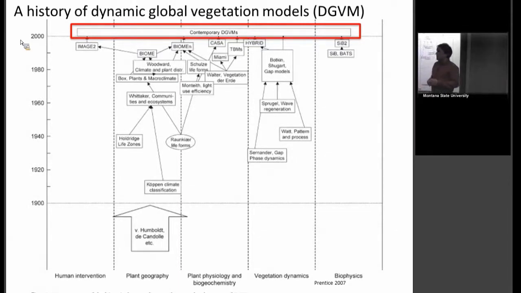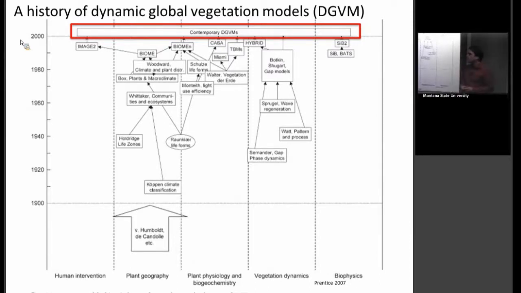DGPMs also build off of biogeography models. So things like the Holdridge life zones or the Köppen climate classification system play some role in a DGPM. They also build off of physiology and biogeochemistry models. So things like the light use efficiency models of the Miami and CASA systems have some influence on what DGPMs are doing. And then DGPMs also take a lot of concepts from forest gap models. So here you can see the very early work done by Watt et al. looking at landscape patterns, forest patterns, and then some of the more recent work from the mid-1970s from Daniel Botkin and the JABOWA model. And then there's also some biophysics, so again going back to albedo, surface roughness, and energy balance that go into DGPMs.